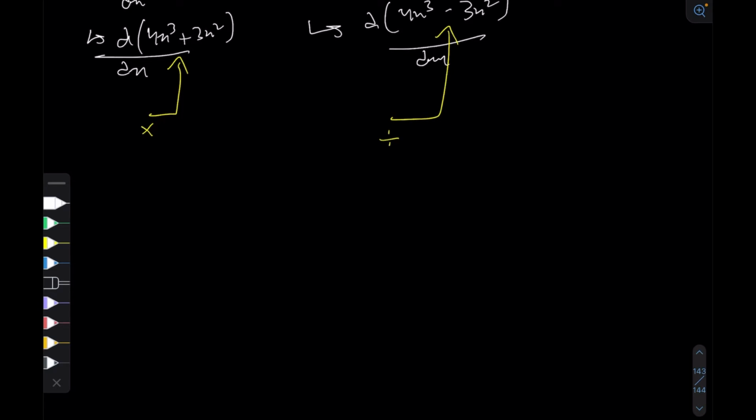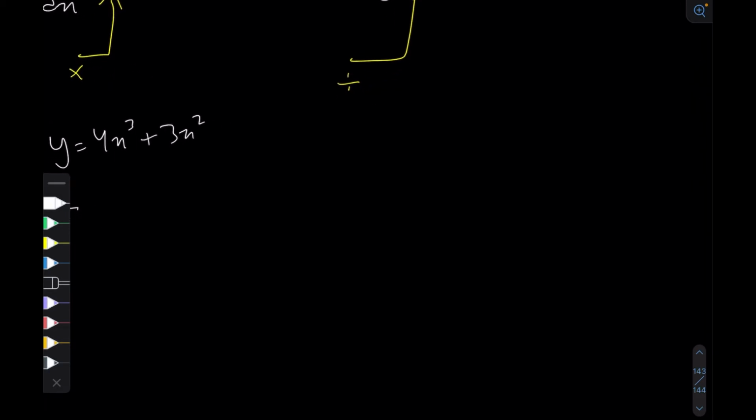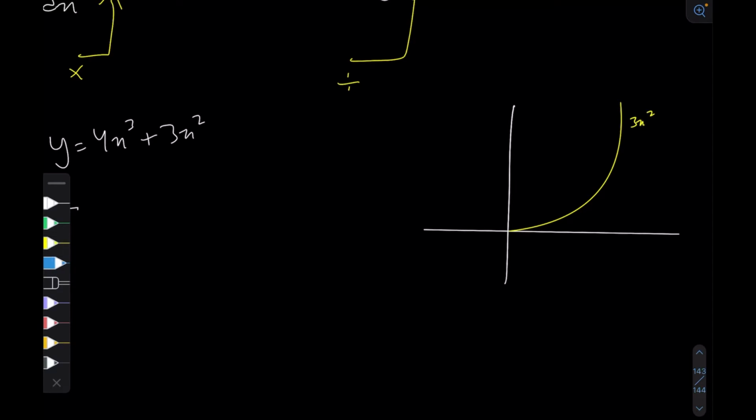So let's say there's some function which is equal to 4x cubed plus a 3x squared, and you want its differential. Right, so ignoring the differential part first, let's just look at what the function really says. So if I have my graph, and let's say this is 3x squared, and let me draw something like this. Let's say this is 4x cubed, right?